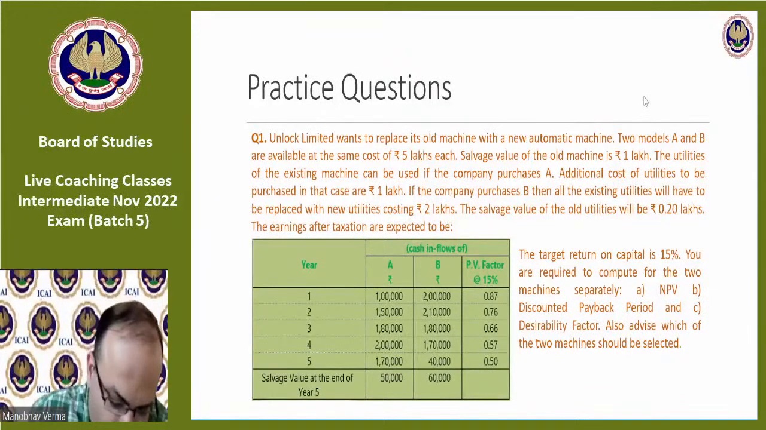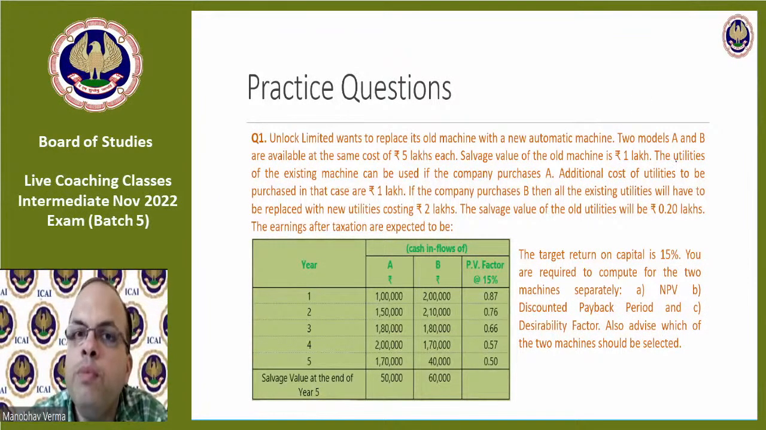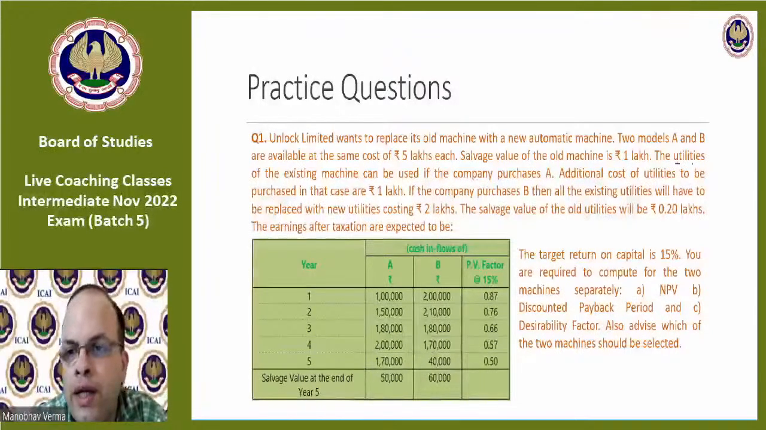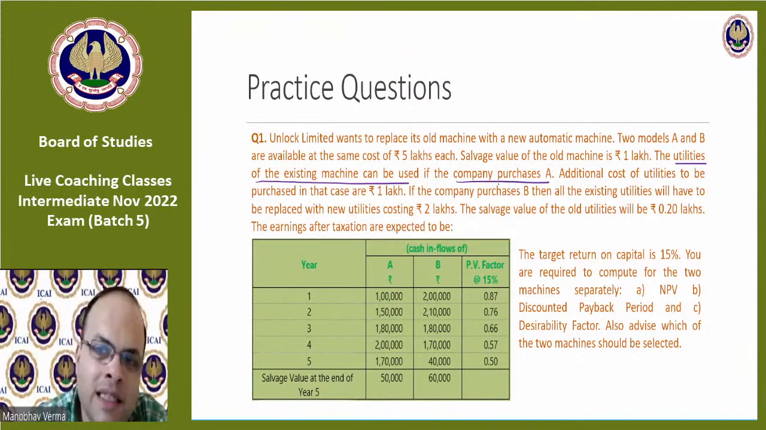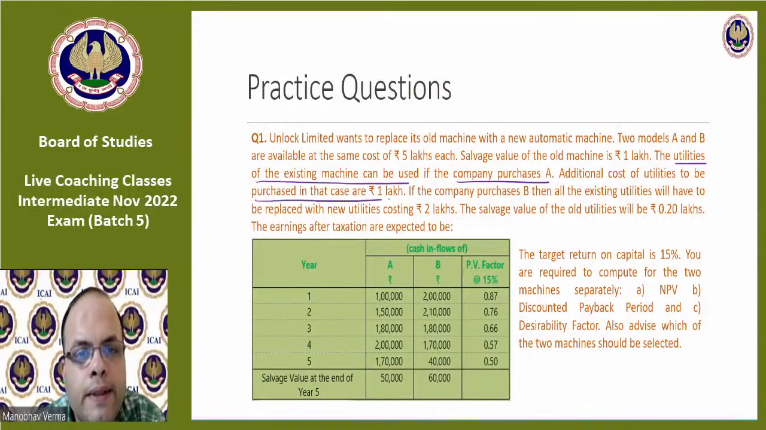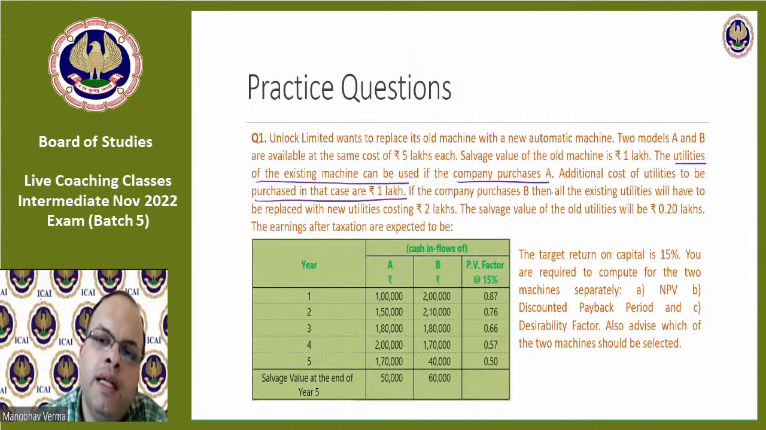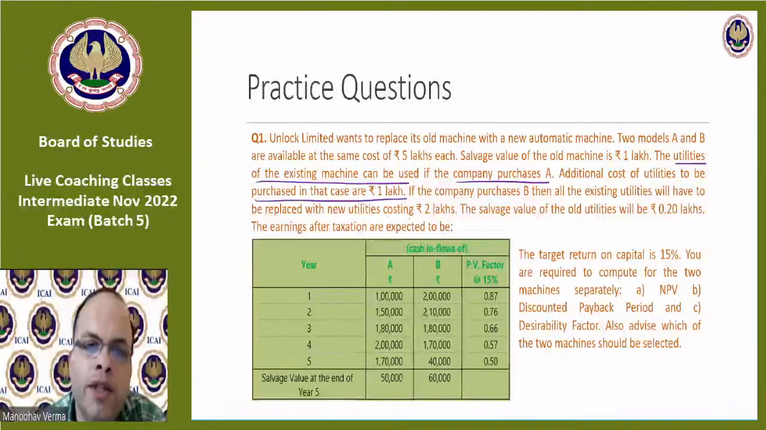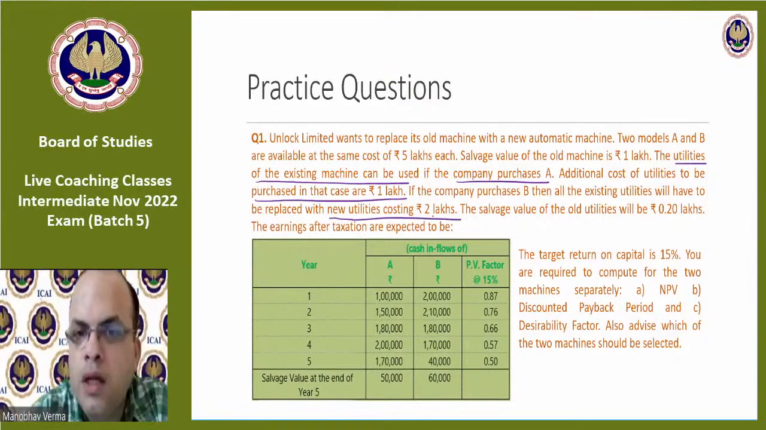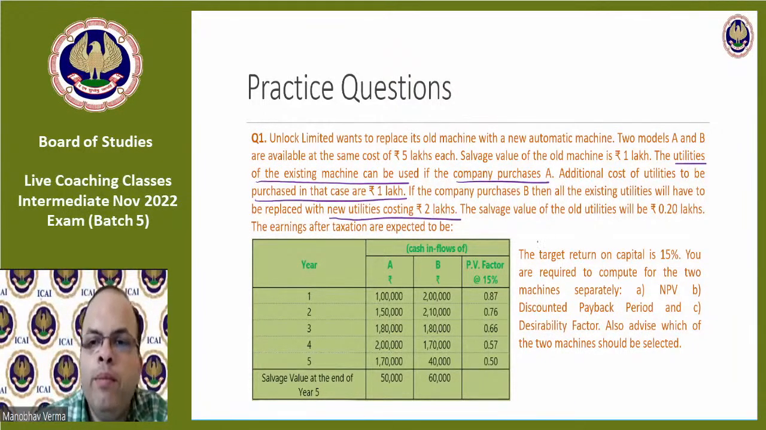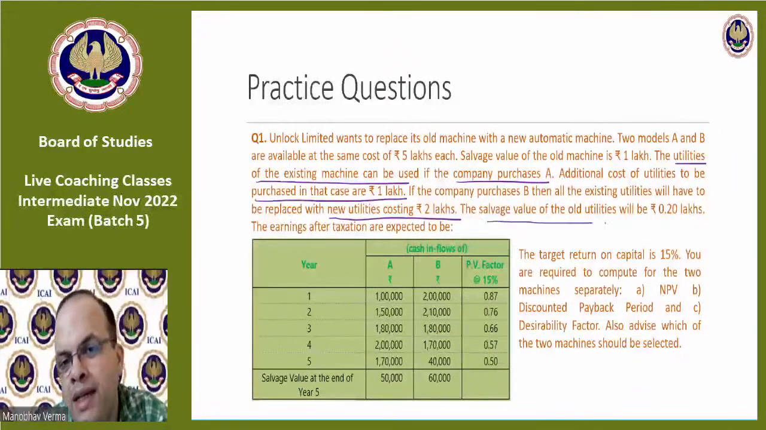This is actually very interesting information. You should make a note of these things, right? Utilities of the existing machine can be used if the company purchases A. Additional cost of utilities to be purchased in that case is 1 lakh only. If the company purchases B, then all existing utilities will have to be replaced with new. So in that case, the new utilities cost 2 lakhs. So you have more cost. Salvage value of the old utilities will be 0.2, so that is 20,000. So net is 1.80 lakhs.